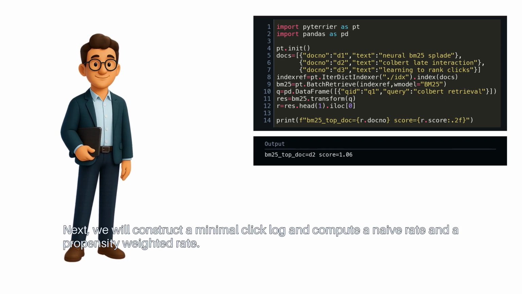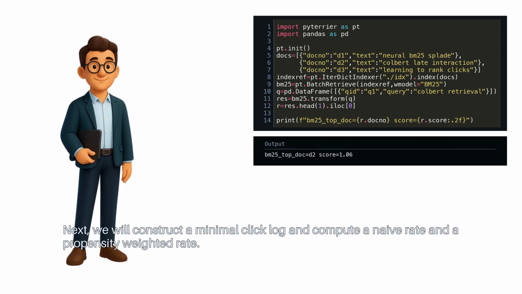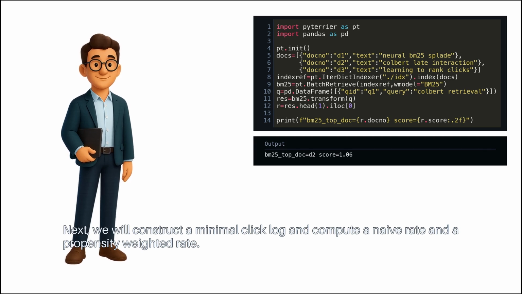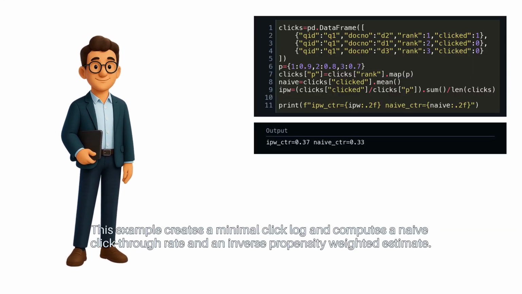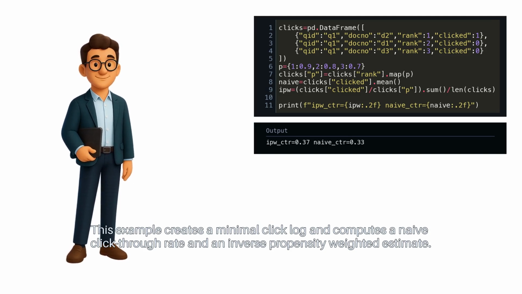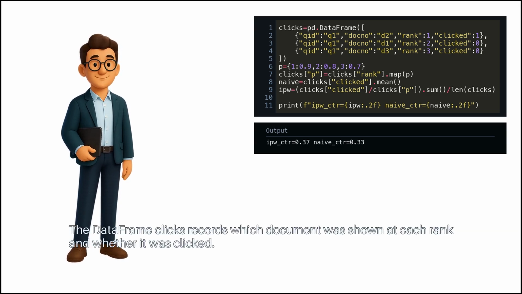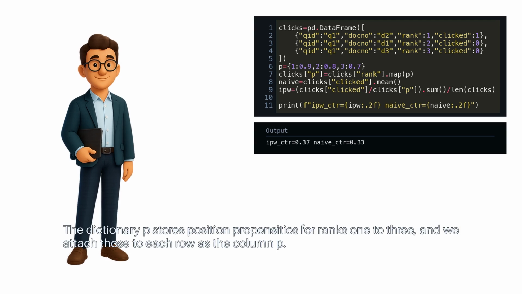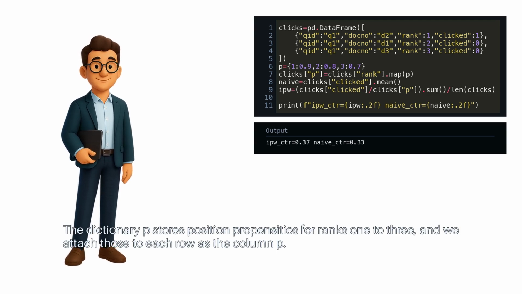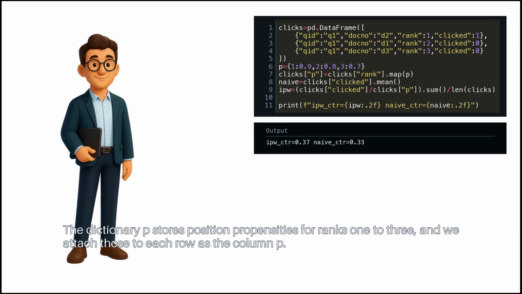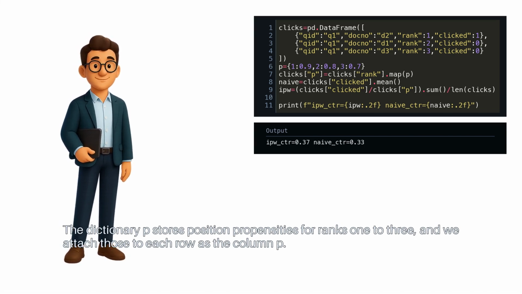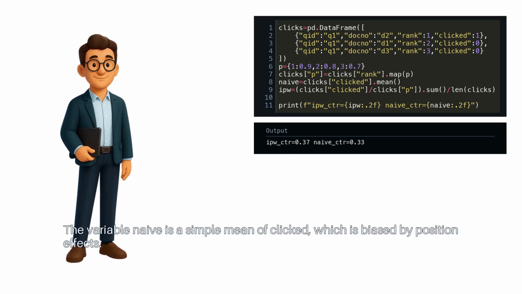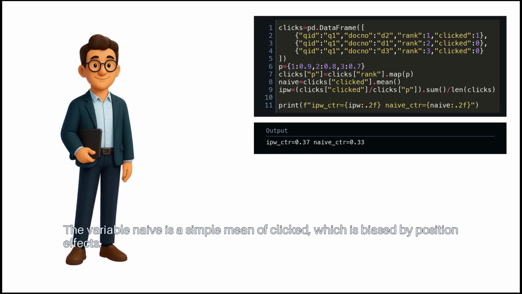Next, we will construct a minimal click log and compute a naive rate and a propensity weighted rate. This example creates a minimal click log and computes a naive click-through rate and an inverse propensity weighted estimate. The data frame clicks records which document was shown at each rank and whether it was clicked. The dictionary P stores position propensities for ranks 1 to 3, and we attach those to each row as the column P. The variable naive is a simple mean of clicked, which is biased by position effects.